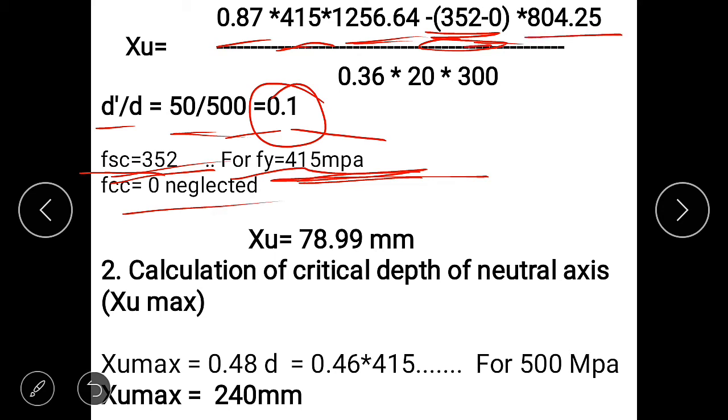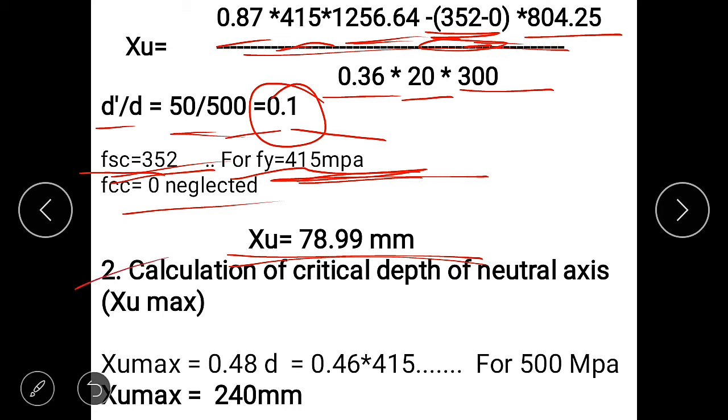So ASC is 804.25 divided by 0.36. FCK is 20 into B is 300. So we get XU as 78.99 mm. We get XU here. Okay.